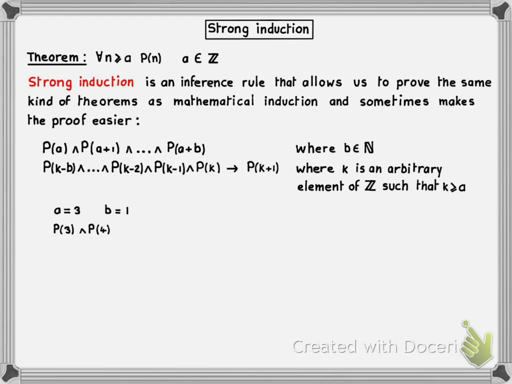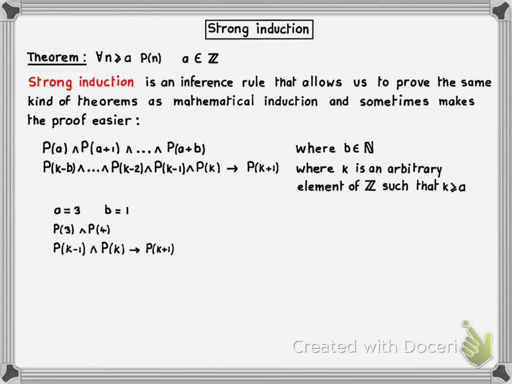So one thing to notice about B is that the number of propositions in the first premise is always one more than the value of B, since you start at A and you go all the way to A plus B. So here B is equal to 1, so we have 2 propositions here. And same thing here, in the inductive hypothesis, we're going to have B plus 1 propositions. So what are they going to be? Well, they're going to be P of k minus 1, all the way down to P of k minus B, but here B is 1, so we're going to stop at this one. So P of k minus 1 and P of k together should be enough to imply P of k plus 1.